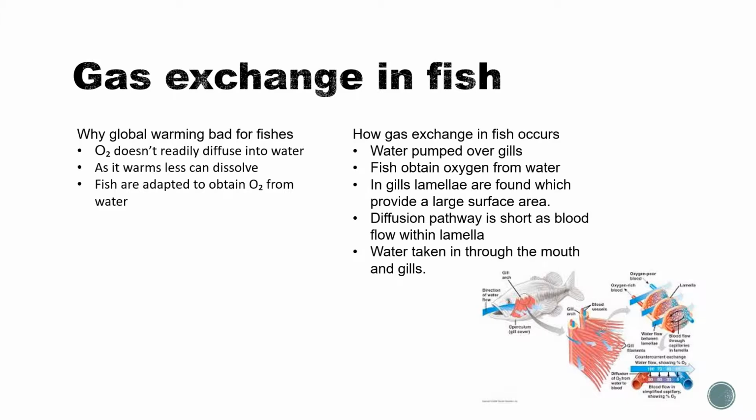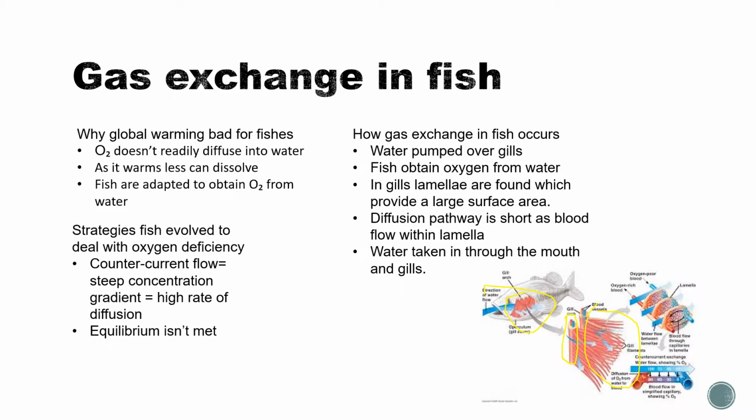Gas exchange in fish occurs by the water being pumped over the gills. The fish obtain the oxygen from the water, and in the gills, lamellae are found which provide a large surface area. So, as you can see, these are the gills, and these are the lamellae. Running up and down the lamellae, you have blood vessels, which provide a short diffusion pathway, and the water that is taken in through the mouth makes its way into the gills.